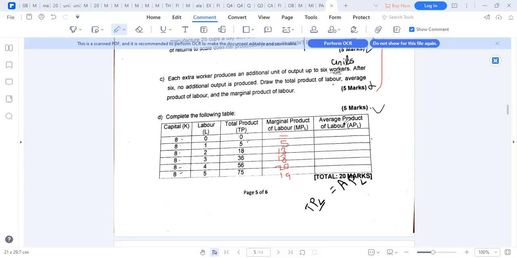In the average product of labor, what are we dividing? The total product of labor divided by labor units. 0 over 0, anything divided by 0 is infinite. 5 divided by 1, 5. 18 divided by 2, 9. 36 divided by 3, 12. 56 divided by 4, 14. 75 divided by 5, what do we get? 15. So just filling up this table will give you 5 marks. It's all based on the important issues I was talking about.